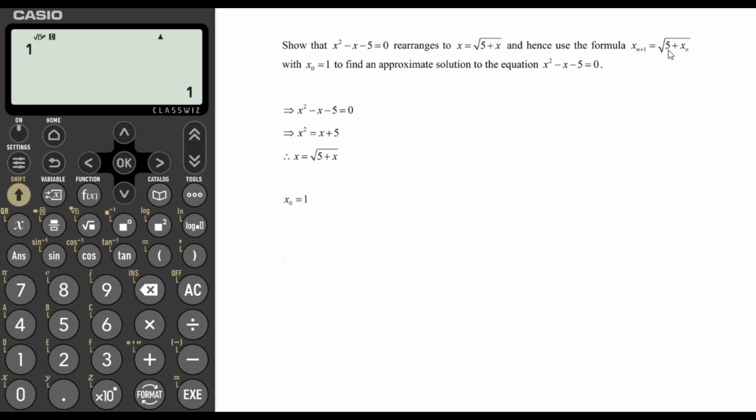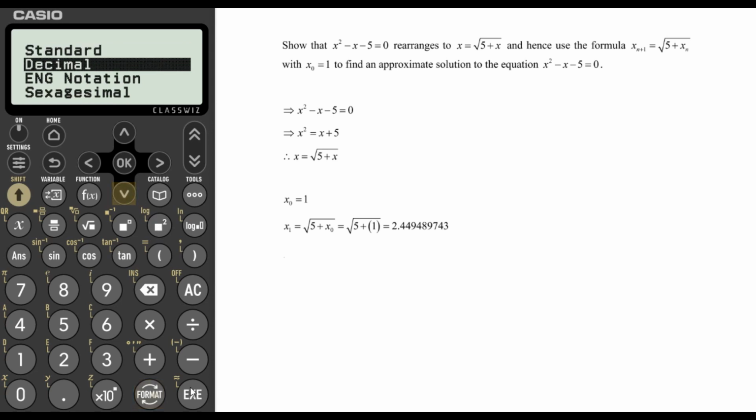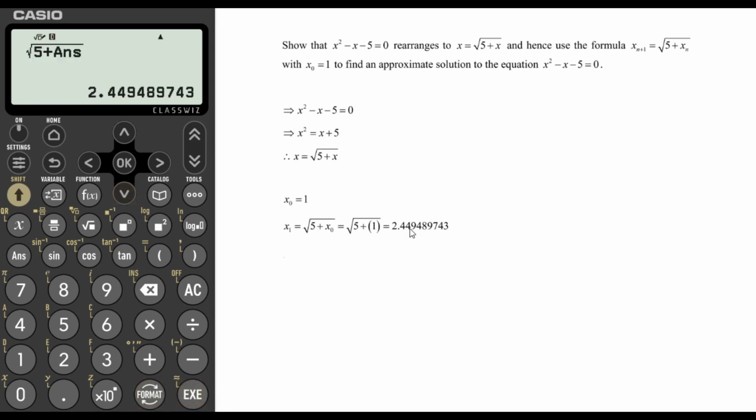So we can type in the right hand side of our iterative formula, replacing xn with answer. We have the square root of 5 plus xn, which we're going to use the answer function for. So with this we can find out what x1 is. It stores the previous value into the calculation. So x1 is the square root of 5 plus x0. Working this out, we get the square root of 6, which as a decimal you will find to be 2.449, etc.